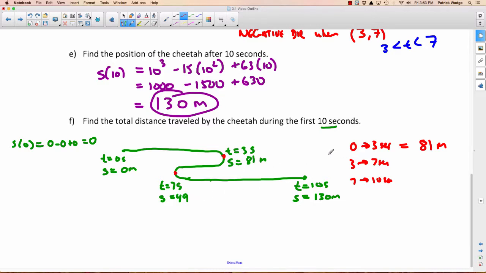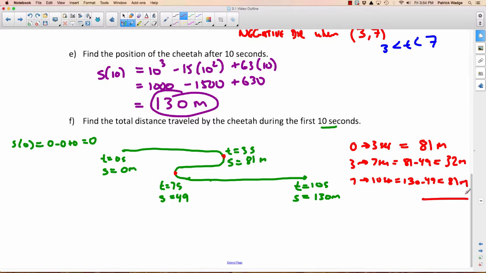Your distances are always going to be positive, so don't worry about having negative distances. What you have to know is, what's the difference between 81 and 49? So you could just go 81 minus 49 and get 32 meters. Similarly, to go from time 7, at 49, up to time 10, at 130, we want to know the difference between 49 and 130. So you can go 130 minus 49, which equals 81.